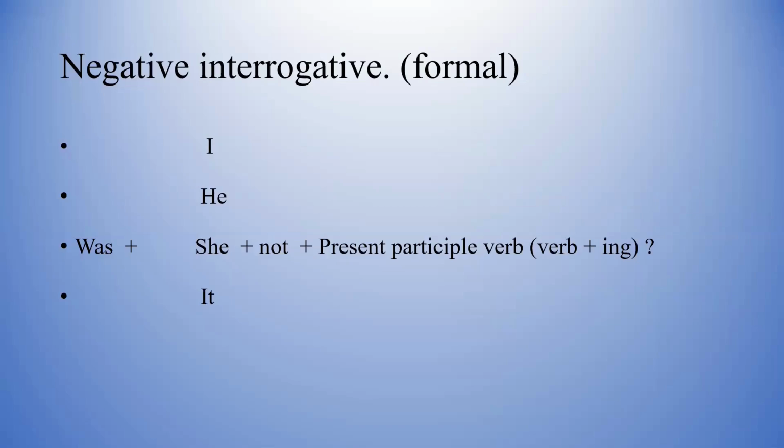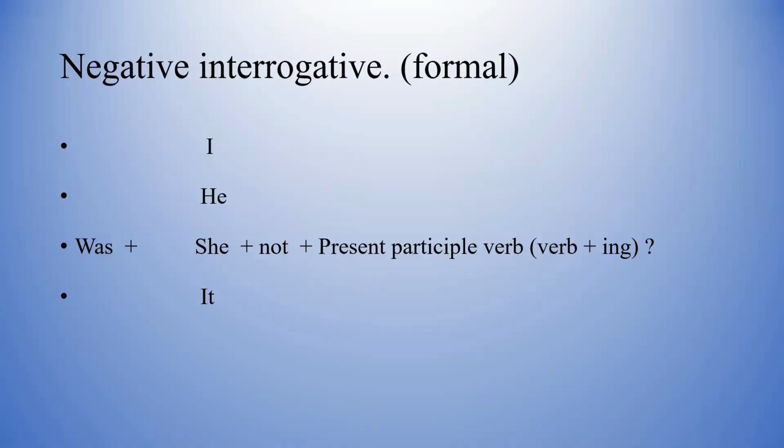Negative interrogative, formal structure. Here we don't take not to the front and we keep the word not between the subject and verb. But we take was to the front. If not, the common rule is we take the verb to be to the front. This is easy to understand.